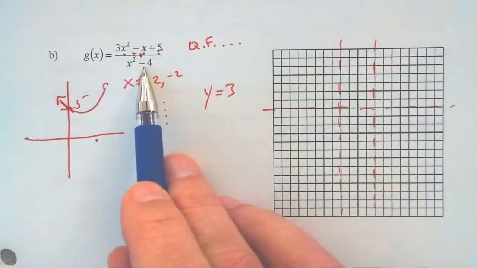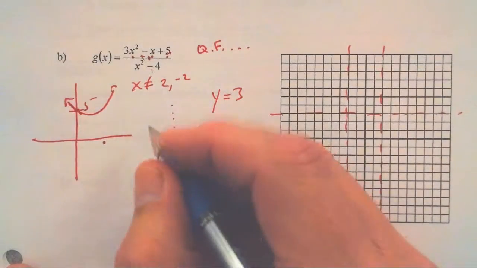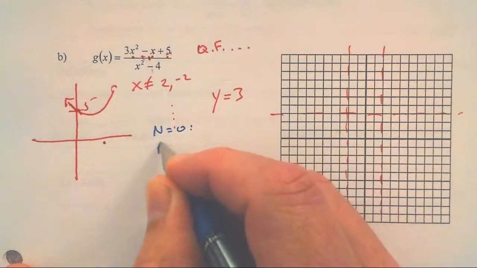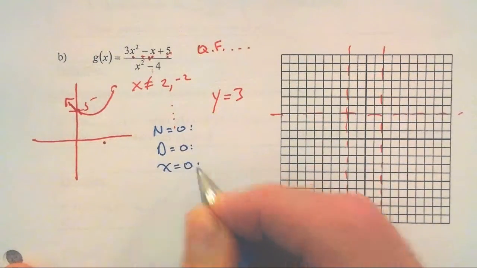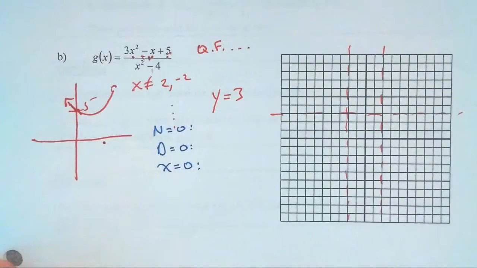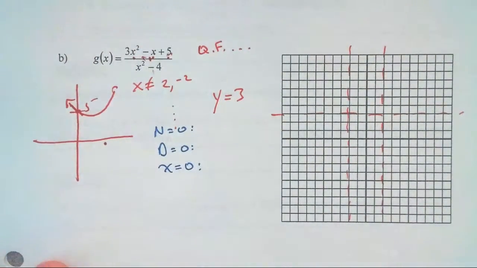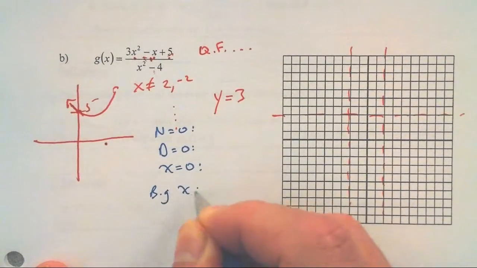If you're going to graph rational functions, I call it the 3 zeros. The first thing we might want to do is set the numerator equal to 0, then the denominator equal to 0, and then x equal to 0. Each of those give us some valuable information, and none of them are generally too challenging for us. And then the last thing I want to do is the big X test.